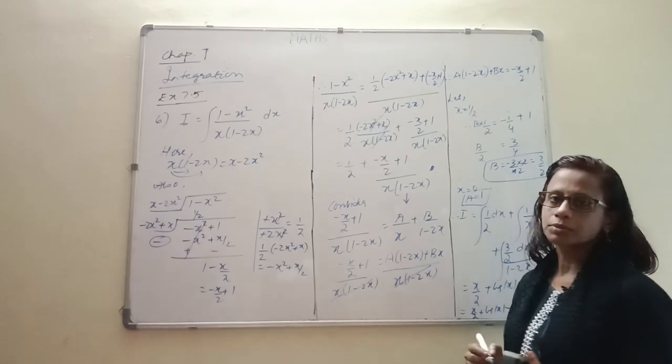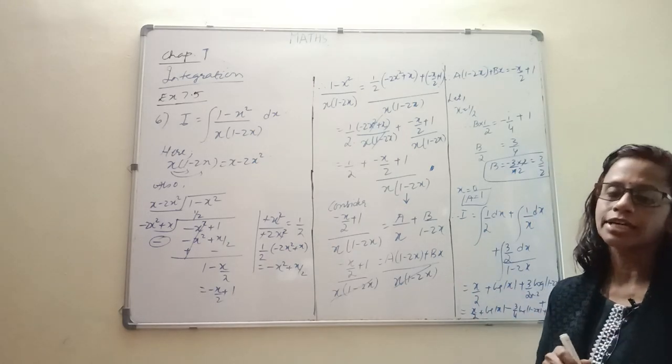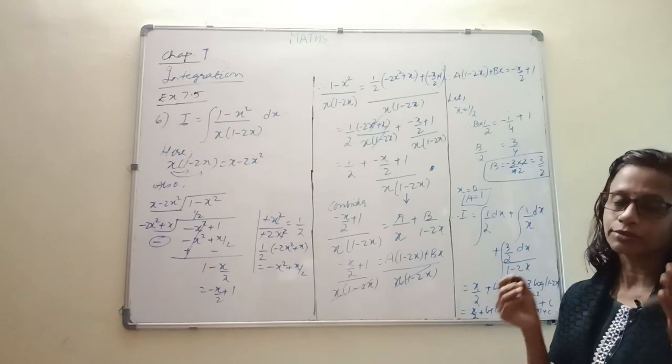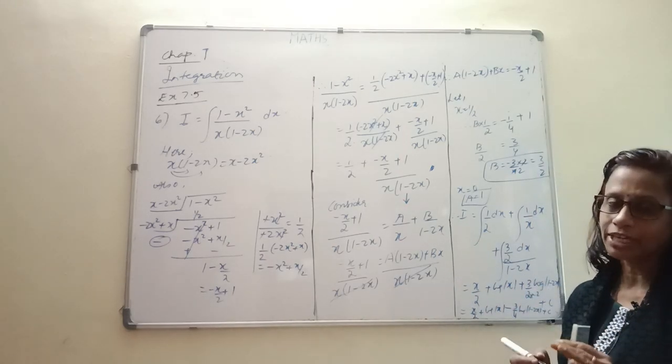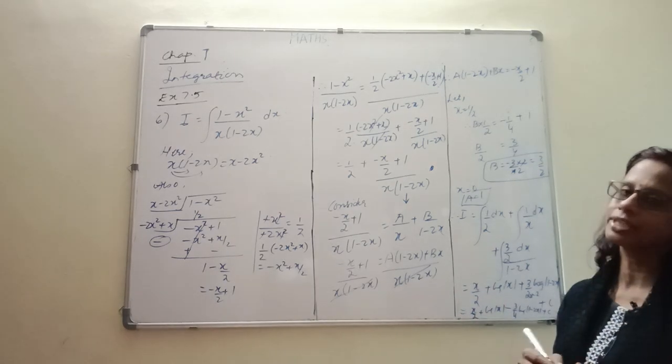That's about this, because it's a voluminous problem. We first started with the division, then we tried to split it, then we applied partial fractions, and then did the integral. So this is how the integral comes.